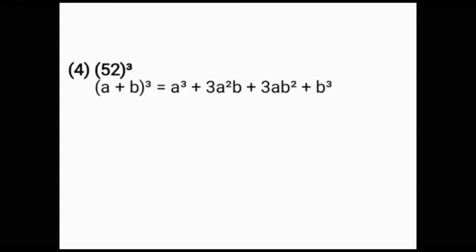Next, 52³. You have to write the expansion form of the number 52. The unit place of the number 52 has the number 2. If you have a number from 1 to 5 in the unit place, you have to write the addition form of expansion. So 52³ will become the addition form of expansion. First you have to write the formula (a + b)³ is equal to a³ + 3a²b + 3ab² + b³. And then you have to write the expansion form of the number 52.